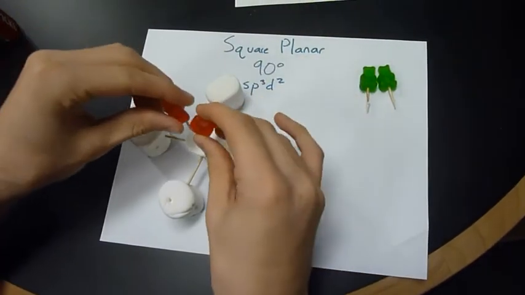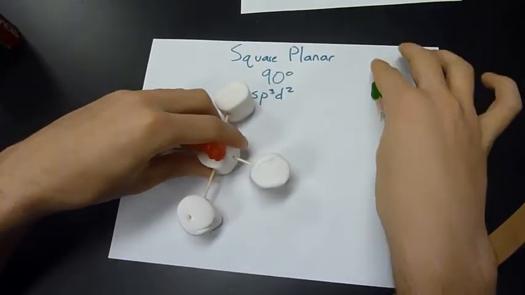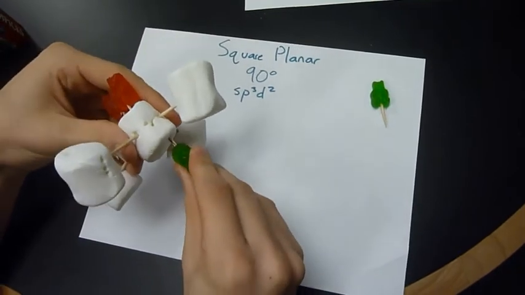And you have the lone pair on top and the lone pair on the bottom, which gives it a hybridization of sp3d2.